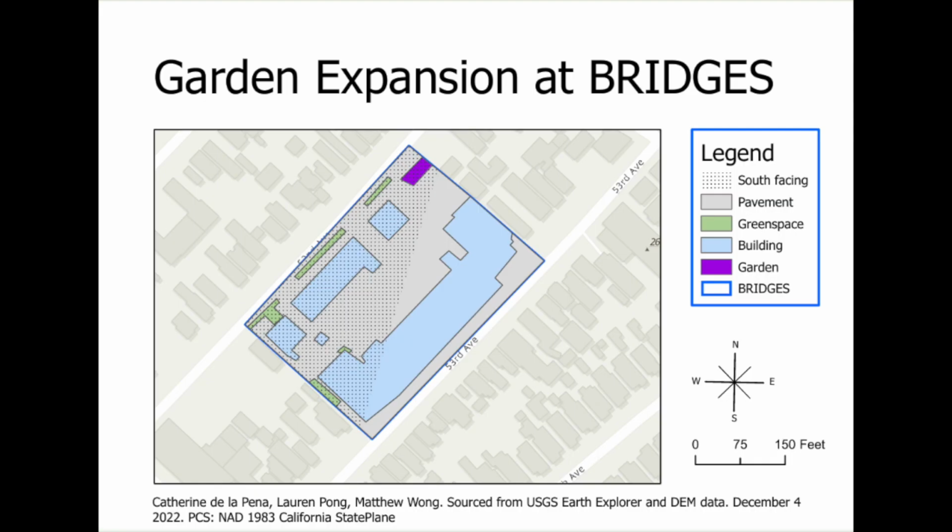Bridges Academy, followed by Global Family, are the 2 elementary schools that OUSD should prioritize for funding according to our mapping project.